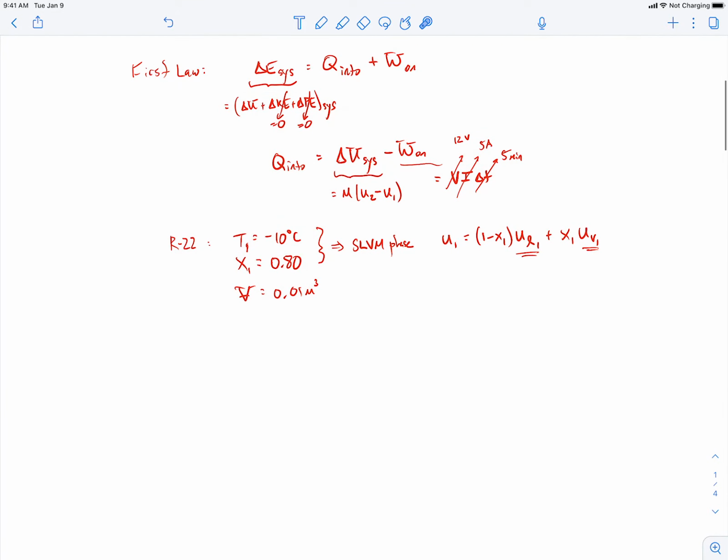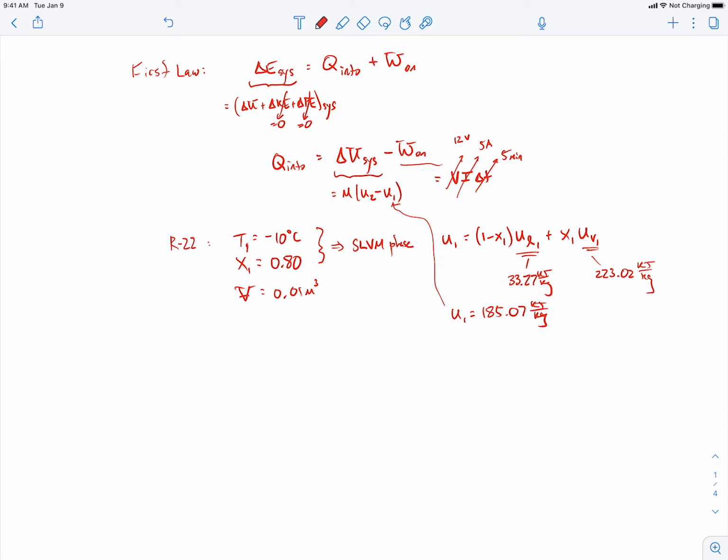So this one is, that was the 33.27 kilojoules per kilogram from the table, and this one is 223.02 kilojoules per kilogram. So when you plug in those numbers, you'll get that U1 comes out to be 185.07 kilojoules per kilogram. All right, so we have one part of this.